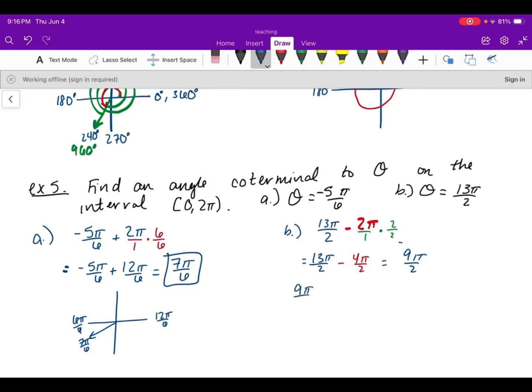Still too big, still not between 0 and 2 pi, so I'll do it again. 9 pi over 2 minus 4 pi over 2 is 5 pi over 2. Again, we're still too big, still bigger than 2 pi. So I do it one more time. 5 pi over 2 minus 4 pi over 2 is pi over 2. Now pi over 2 is the same as 90 degrees, so it's going to be that quadrantal angle up there at the top.